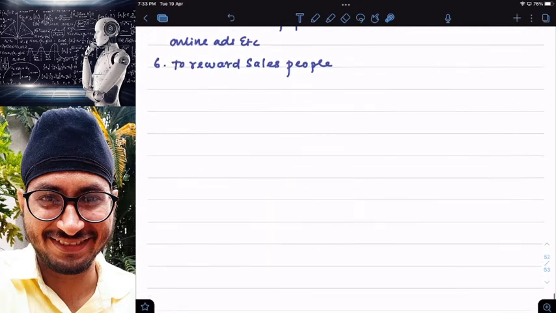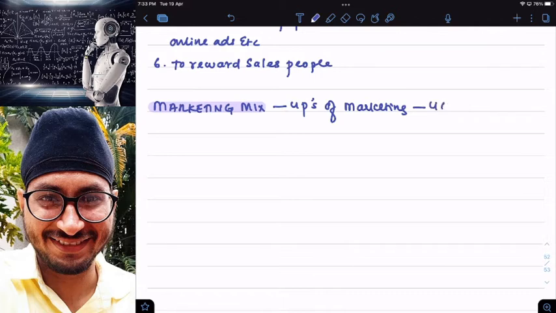Mix में first we have marketing mix. Sir, marketing mix is called what? 4 P's of marketing. And these 4 P's of marketing are also called as 4 C's of marketing. Clear? These are called as 4 P's of marketing, also called as 4 C's of marketing.